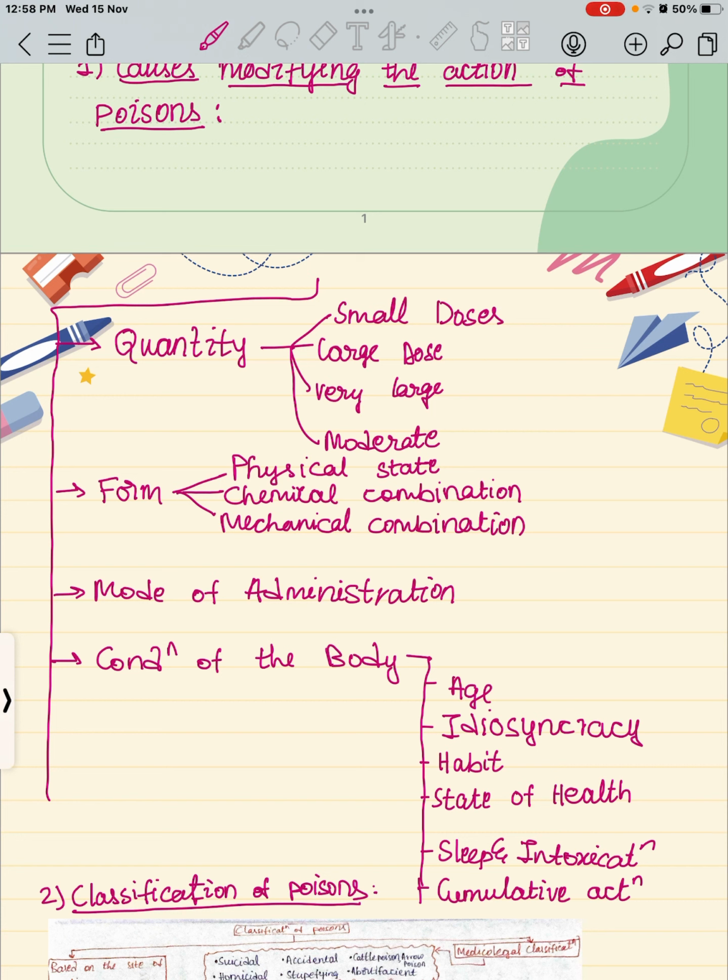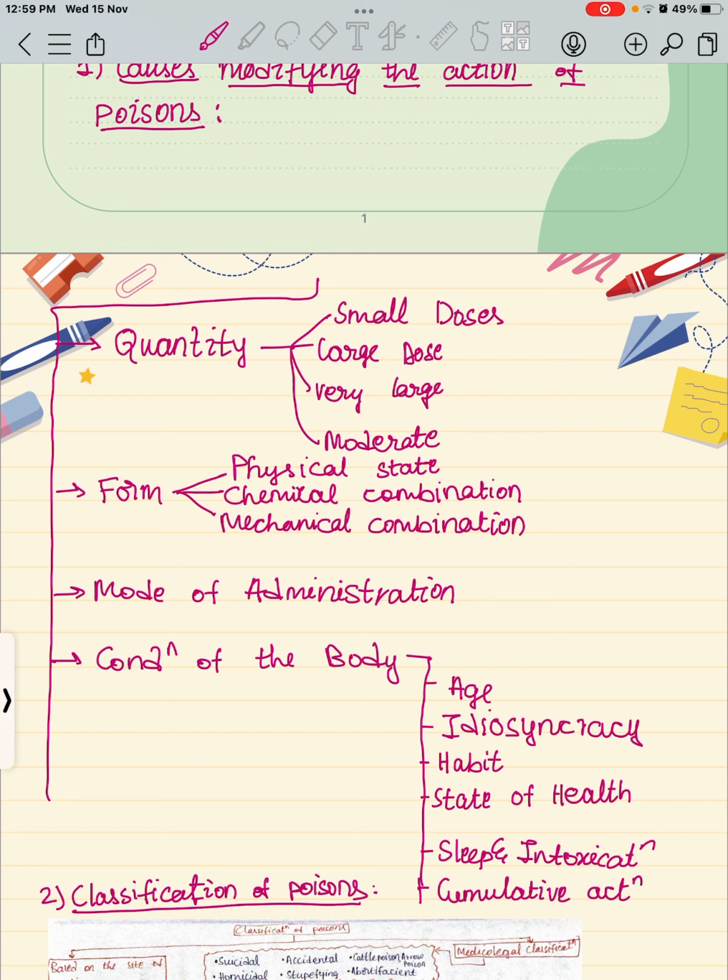So the summary is: the rapidity is more in gaseous than in liquid, and the rapidness of solids depends on the solubility of the poison. And chemical combination: the action of poison depends upon the solubility or insolubility resulting from a chemical combination.